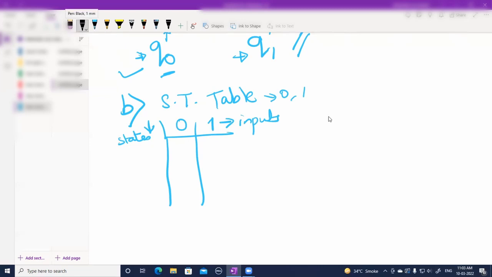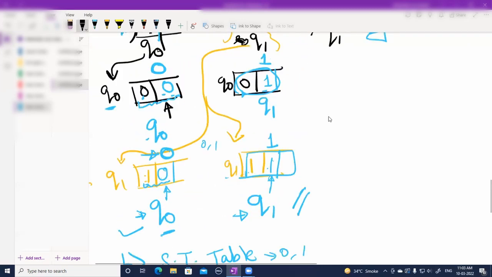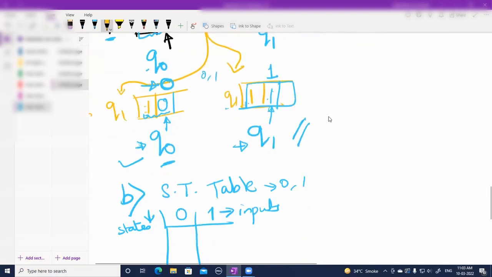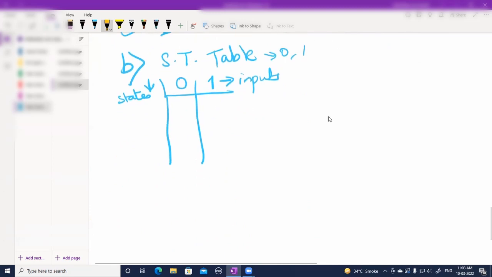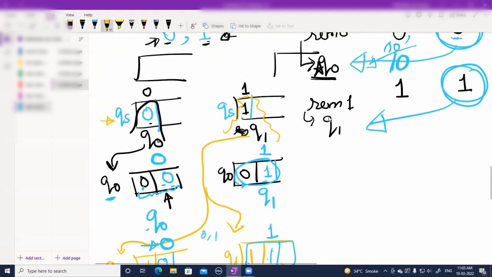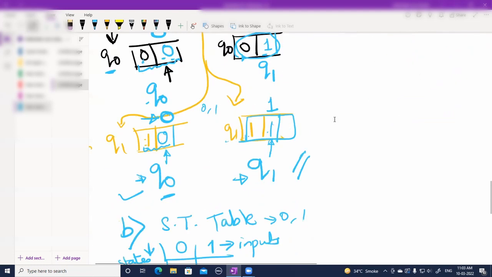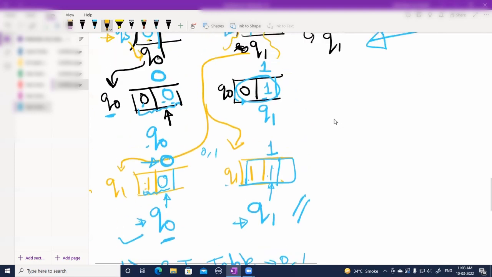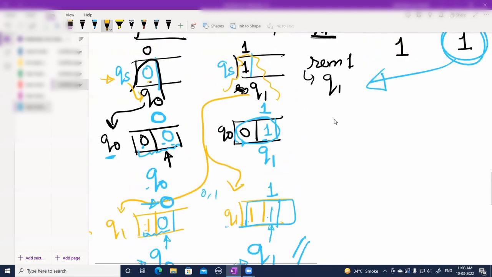The first state that we are considering is the QS state. So we will write the QS state here. QS on 0: previously nothing was there on 0. Where is it going? It is going to the Q0 state. So we'll write the resultant state as Q0.